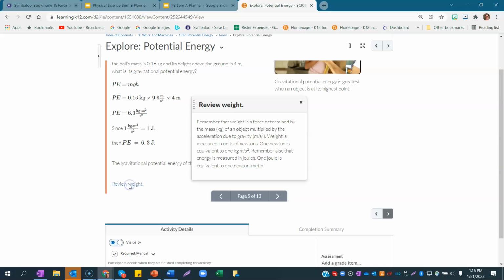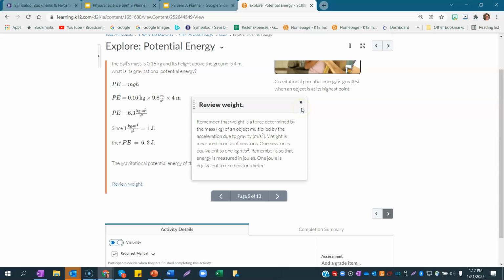All right, so if you review weight, remember that weight is a force determined by the mass of an object multiplied by the acceleration due to gravity. Weight is measured in units of newtons. 1 newton is equivalent to 1 kilogram meter per second squared. Remember that energy is measured in joules, so 1 joule is equivalent to 1 newton meter. You may want to put some of that, all of that in your notes so that you can remember that conversion.